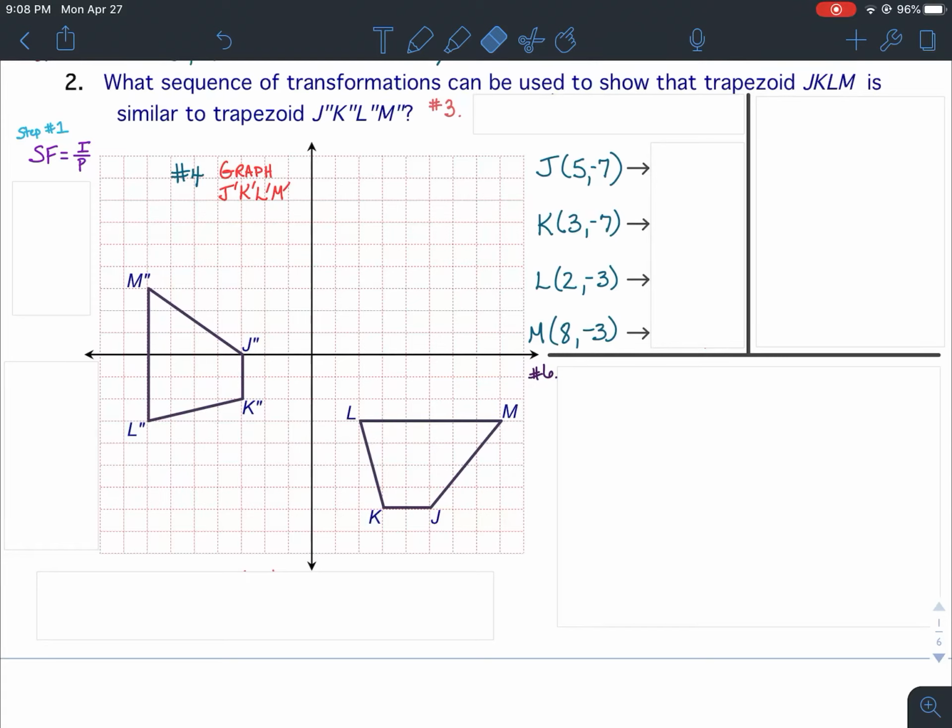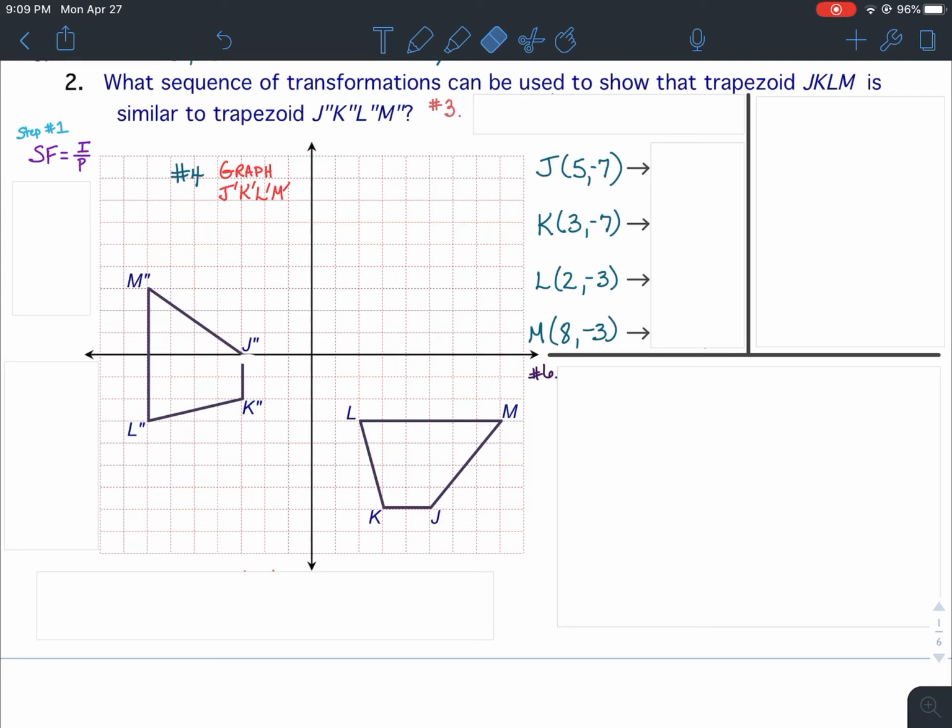Transformations review question number 2. What sequence of transformations can be used to show that trapezoid JKLM is similar to trapezoid J double prime, K double prime, L double prime, M double prime? Okay, so let's start by finding the scale factor. I'm going to use JK and J double prime, K double prime.